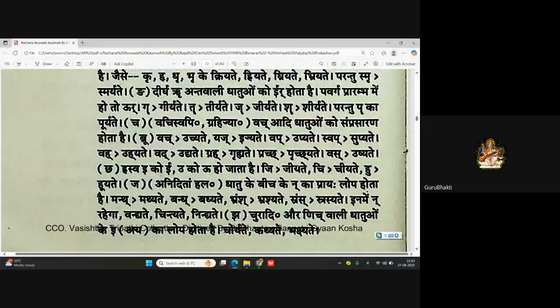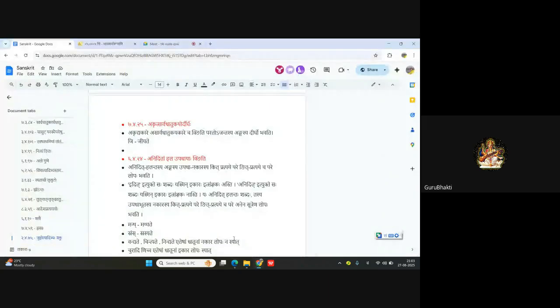Hrasva e will change into e. U will change into u. G becomes G. Chi becomes Chi. Who becomes who by this sutra. But the vritti is not clear for me. I will explain that later. But for now, this much you understand.